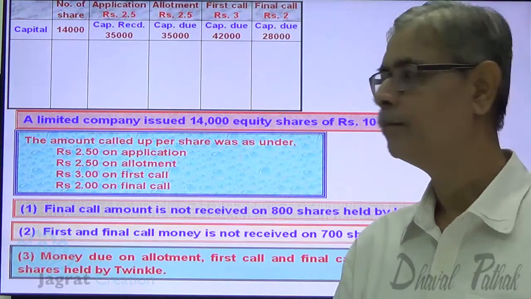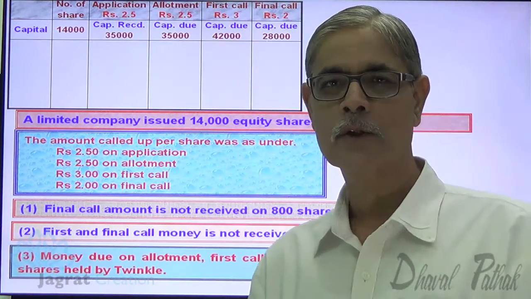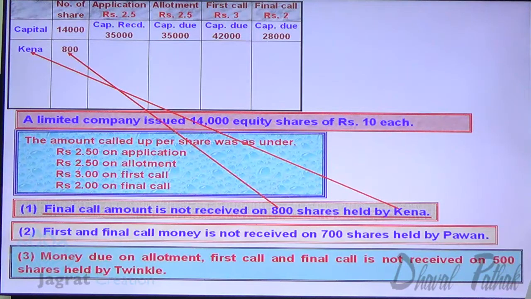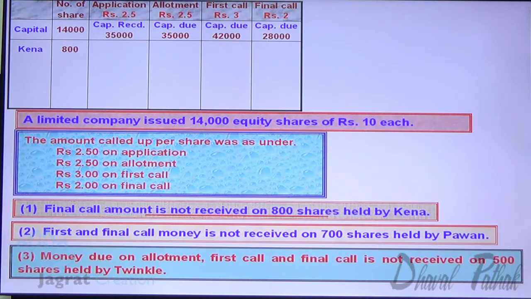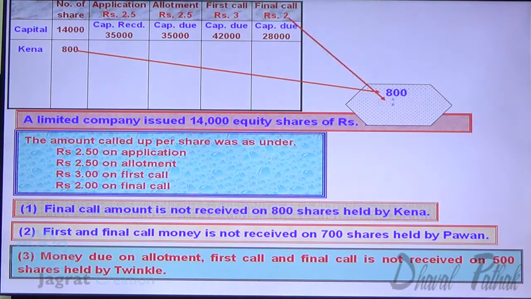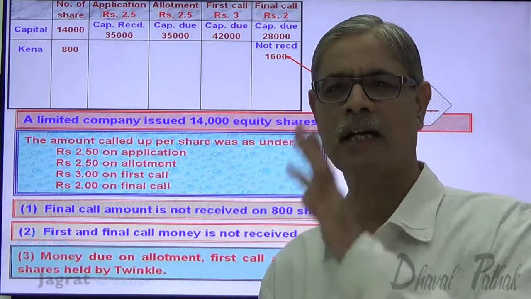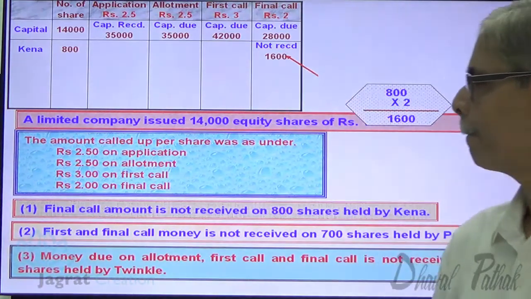Now look at the shareholders who have failed to pay. Kena, allotted 800 shares, has not paid final call money ₹2 per share. This is the amount not received. This information is relevant for forfeiture entry.